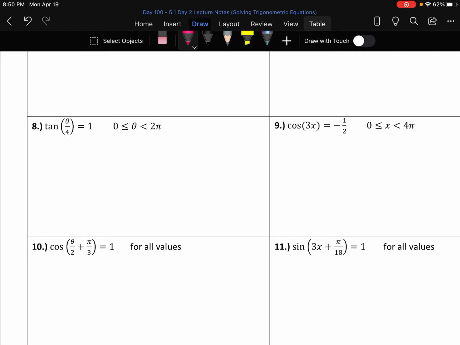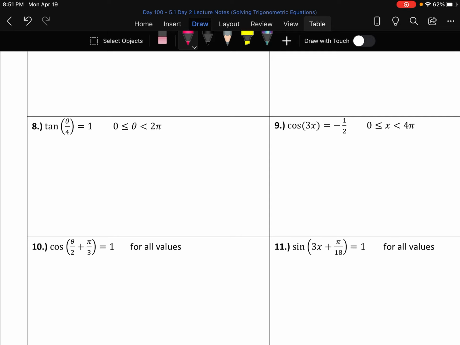So here we have cosine, and inside the parentheses, we have theta over 2 plus pi over 3 is equal to 1. Okay, so that's what we have inside the parentheses. You'll see here that the cosine is already by itself, right? It's not cosine minus 1. It's not 2 times cosine. No, it's just cosine. So cosine is by itself. So that part of our job has already been completed.